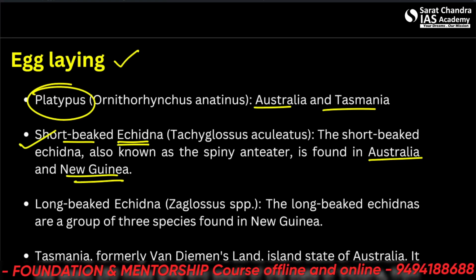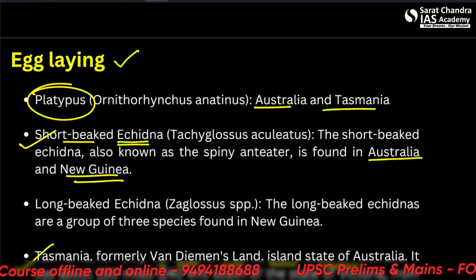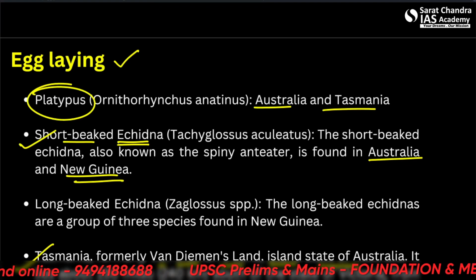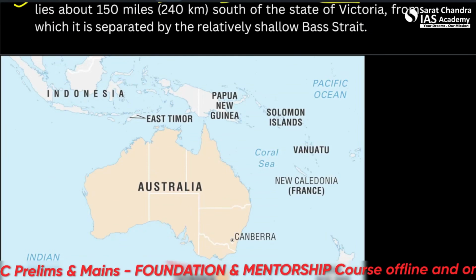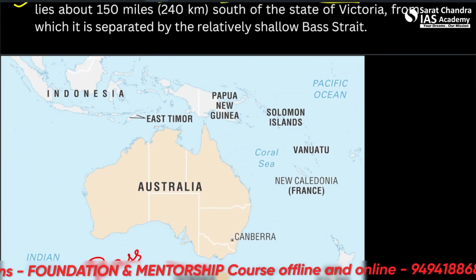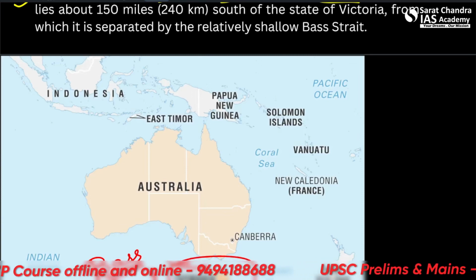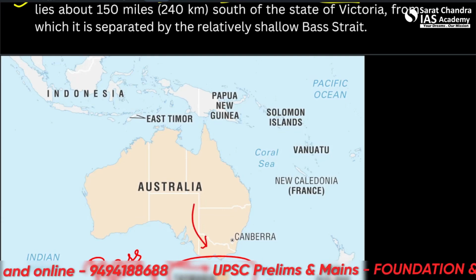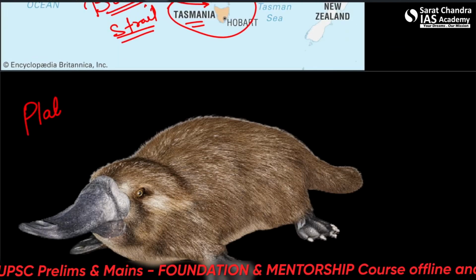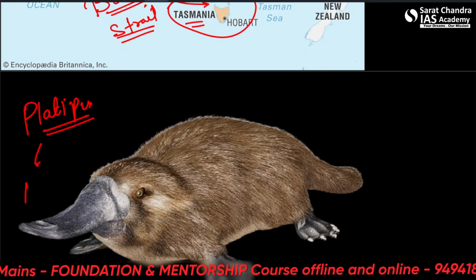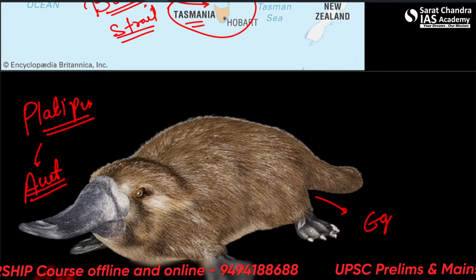The term Tasmania is a little confusing for us, so let us see what this is. So it was earlier known as Van Diemen's Land, an island state of Australia. It's near Australia, and it's separated by the relatively shallow Bass Strait. So it's also some part of geography that we should address here. This is Bass Strait. And this is Tasmania. It actually exists, not just an imaginary name, and it's an island state of Australia. This is a platypus. So they are mostly found near Australia, Tasmania, and New Guinea. They lay eggs.